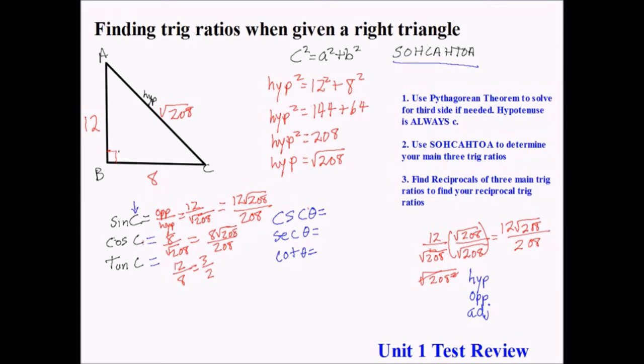These are your reciprocal trig functions, so you take these fractions, you just flip them. So it's going to be square root of 208 over 12. This one's going to be square root of 208 over 8. And this one is going to be 2 over 3. That's how you find trig ratios when you're given a right triangle.